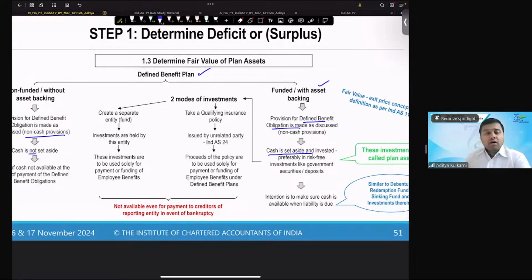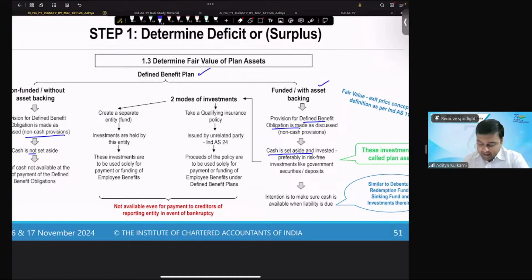Now, in what do I invest? There are two options normally. And again, this is not mandated by the standard. It's recommendatory. The standard will not default you if you don't have a plan asset. If you don't have assets backing your obligation, the standard will not question you, or you cannot say you have violated the standard. So there are two modes of investments.